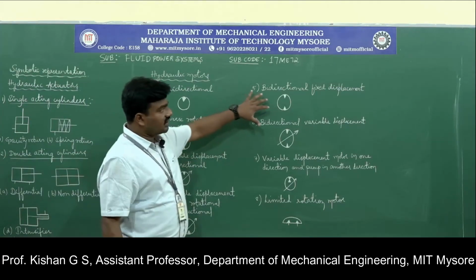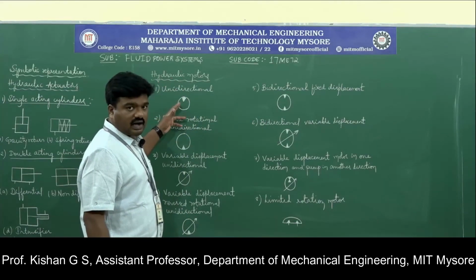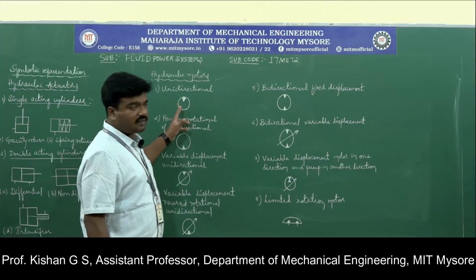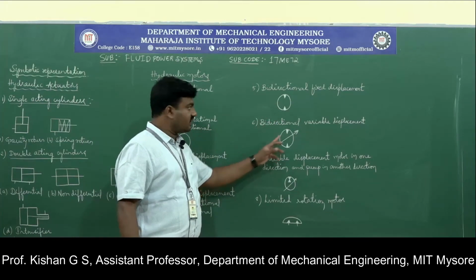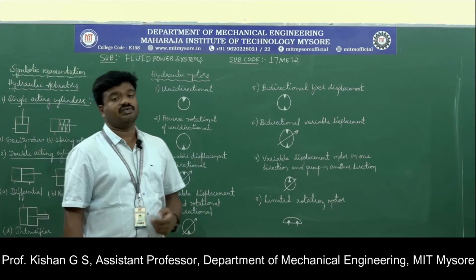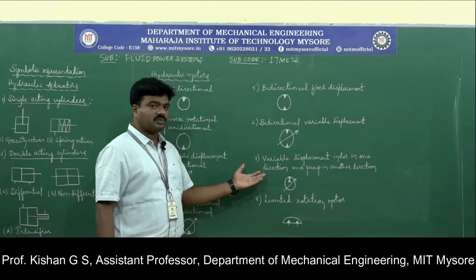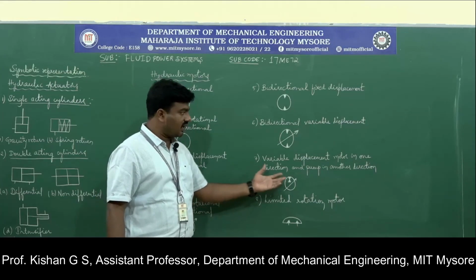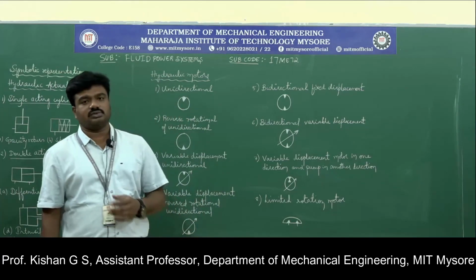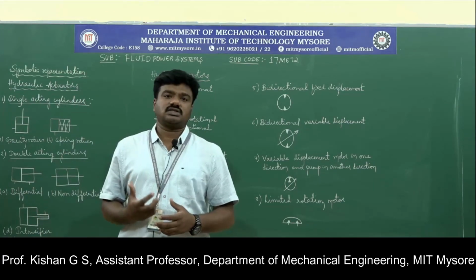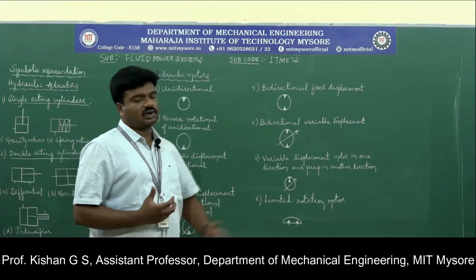Again, we have bidirectional fixed displacement. For unidirectional, if we add one more triangle, an upright triangle with shaded part, that represents bidirectional. And for the same, if we have a cross line with arrowhead, that represents bidirectional variable displacement type. Similarly, we have one special case, variable displacement motor in one direction and pump in another direction. This is the representation, and the last one is the limited rotation motor, as we have stated in the study on hydraulic motor, theoretical torque, power and flow rate.